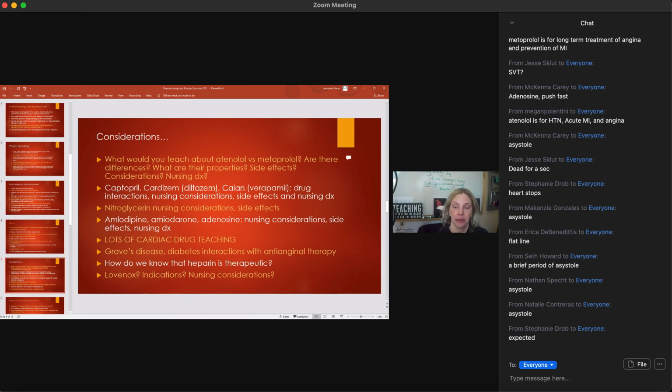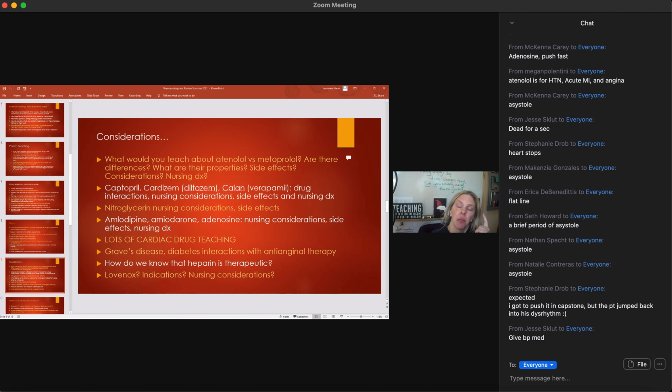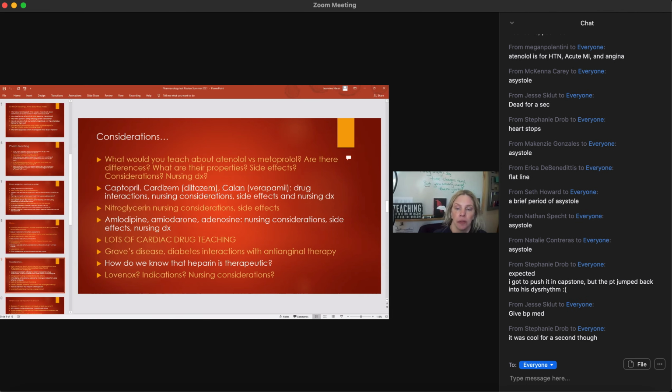Graves' disease. Patient has Graves' disease. I'm just basically going to give you the question. And they also have diabetes too. But they happen to also be on anti-anginal therapy. This patient is a mess. I don't know who wrote this question. What do you have to warn this patient about when they go home?